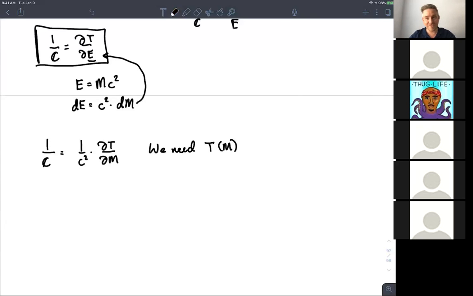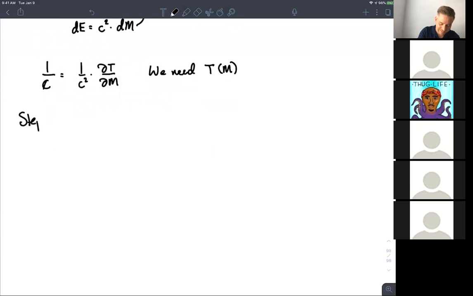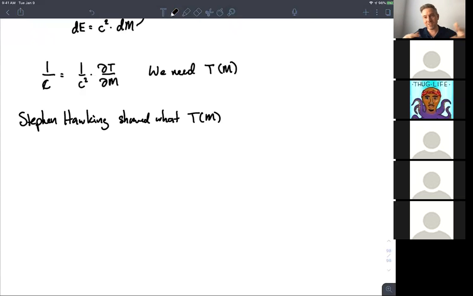Well, luckily, a very smart fellow who you may have heard of before, named Stephen Hawking, okay, so why was he famous? Specifically because he was able to show what this was. What Stephen Hawking did to become famous was show what T of M is. He did this using a mixture of quantum mechanics and general relativity and all kinds of crazy stuff. So that's why he got so famous.